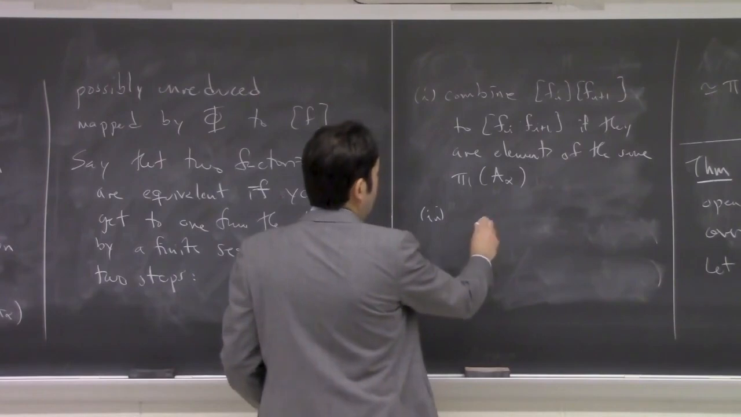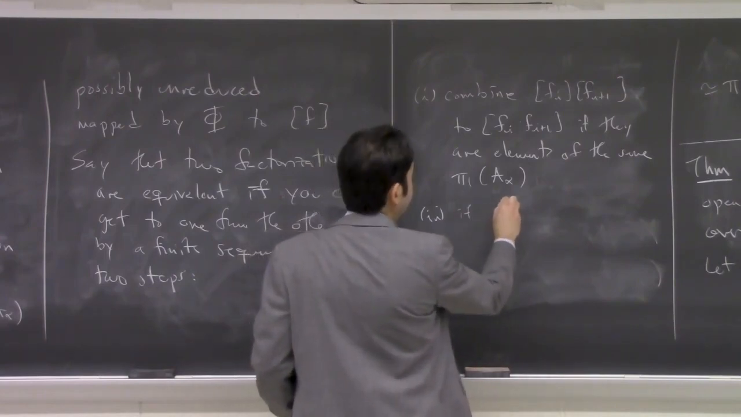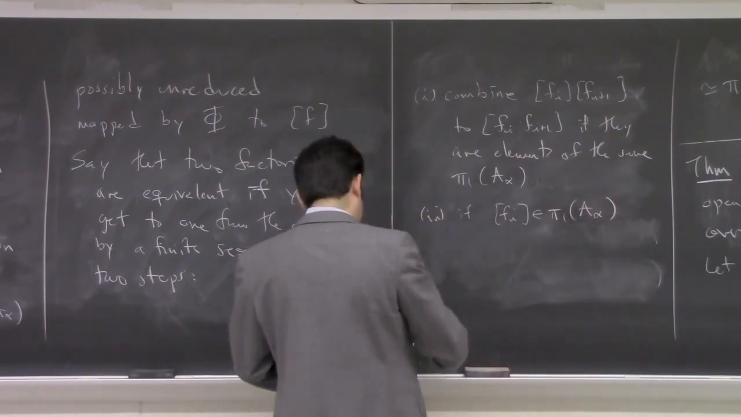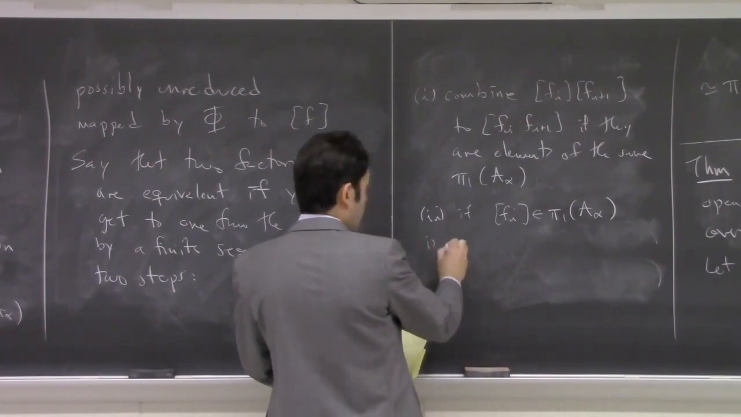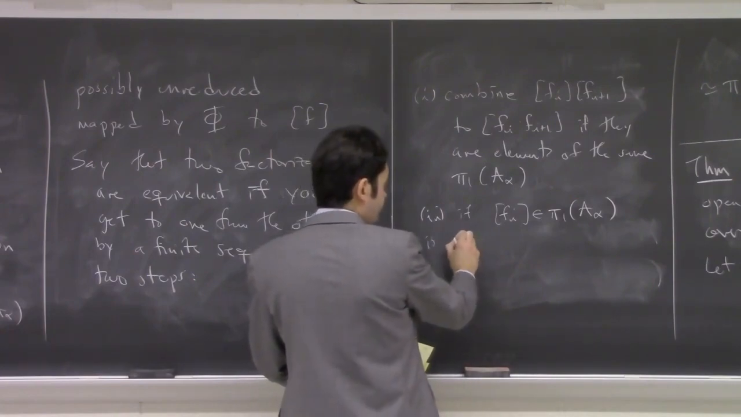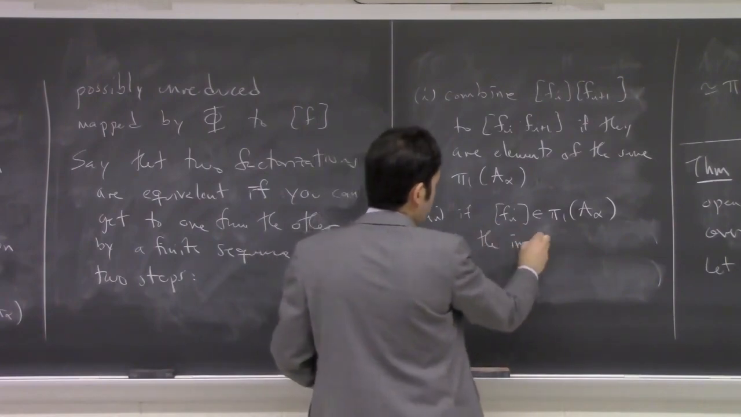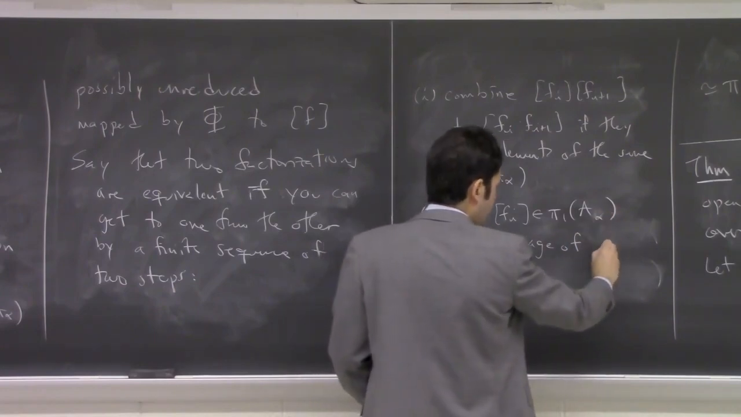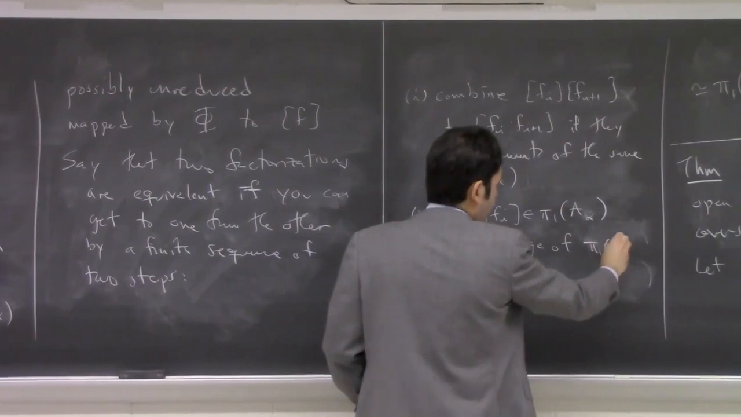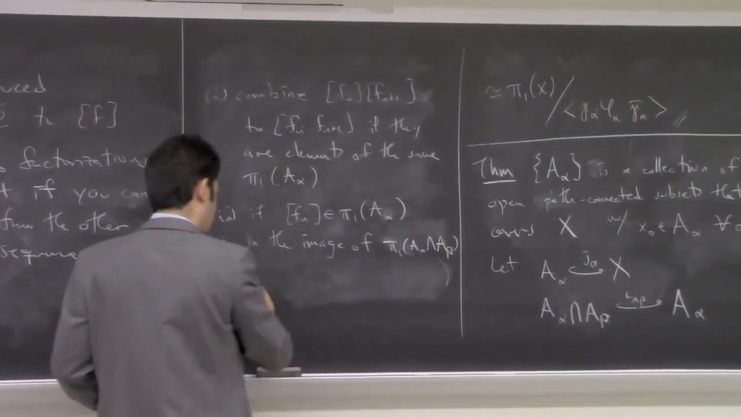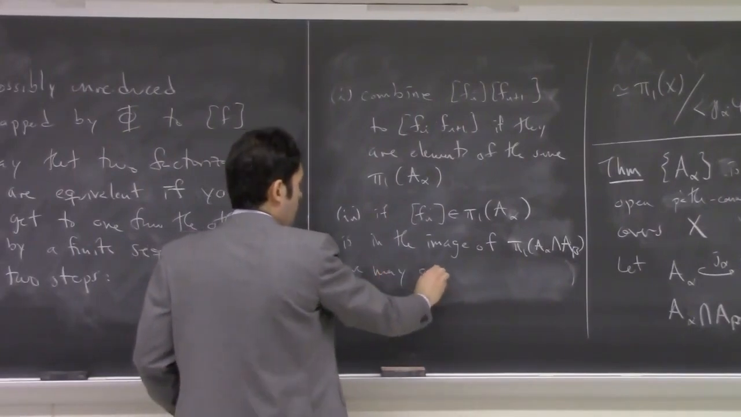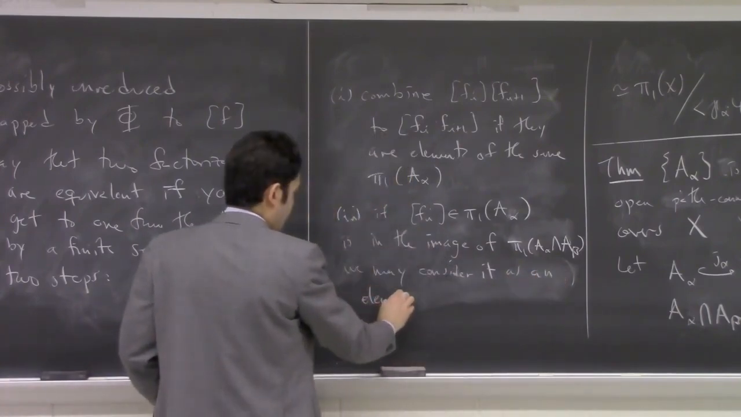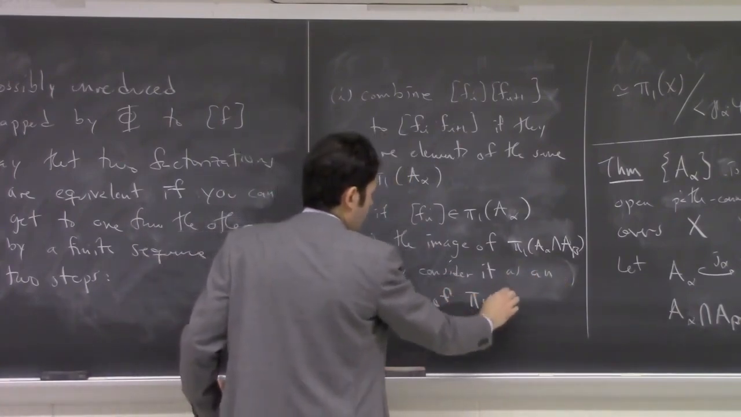But then the other move you're allowed to do is if f_i is in pi 1 of A alpha, and it's in the image of the fundamental group of A alpha intersect A beta, then we may consider it as an element of pi 1 A beta.